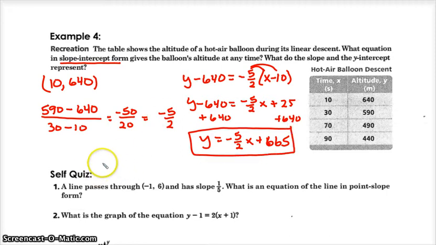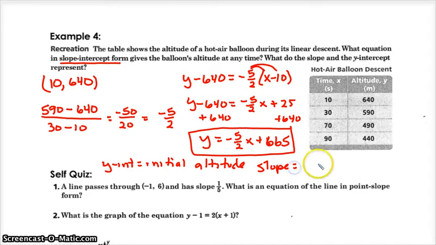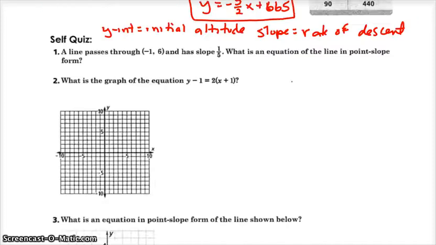In this question, the y-intercept is the initial altitude and the slope is how fast that hot air balloon is going down. So we'll say it's the rate of descent. All right, now it's your turn. Try the self-quiz and then check your answers.